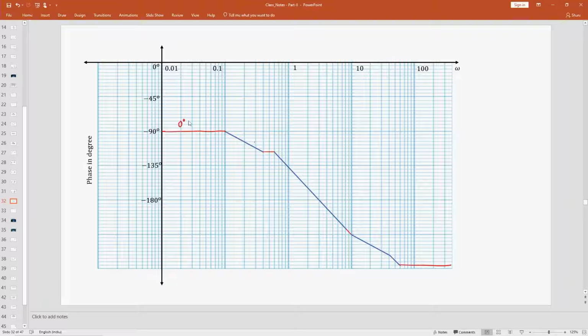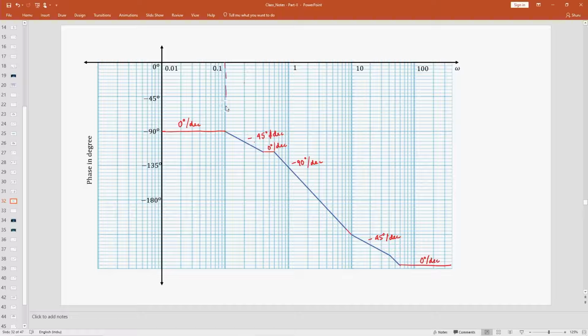So this is a 0 degree per decade slope, then we have a minus 45 degree per decade slope, then we have a 0 degree per decade slope, then we have a minus 90 degree per decade slope, then we have a minus 45 degree per decade slope, and then finally we have a 0 degree per decade slope.